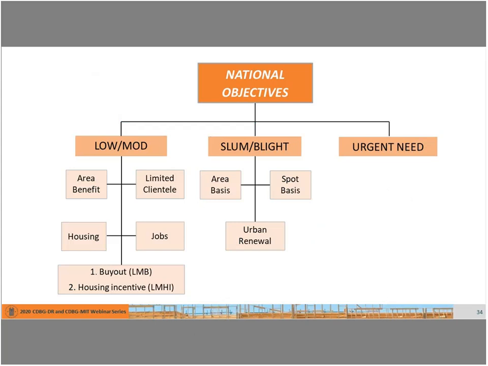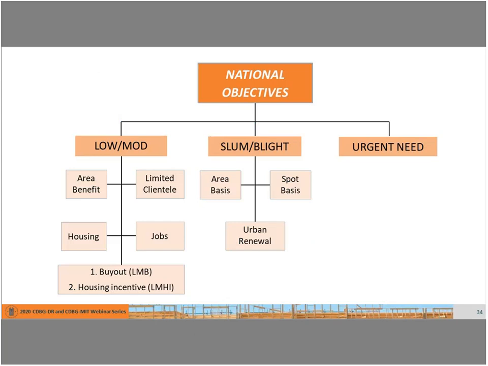Because that will provide you with documentation, you can actually print that out and put it in your file once that documentation is complete. So for the individual homeowner program, that's typically the way it's done.